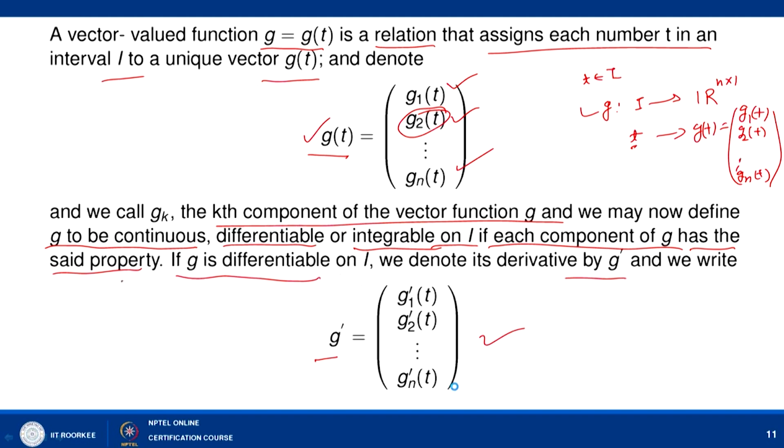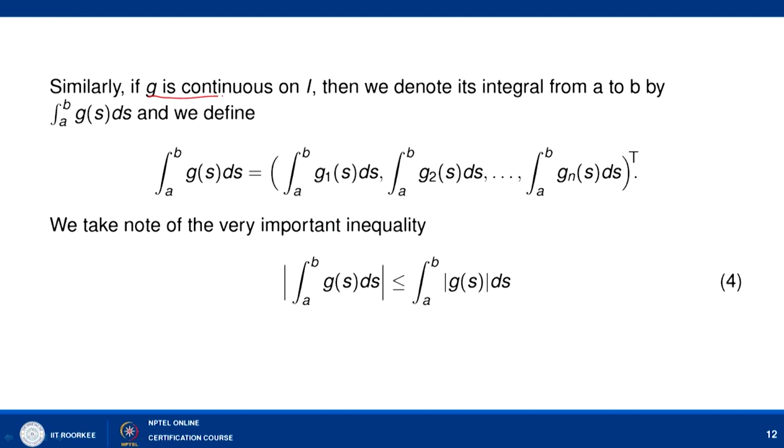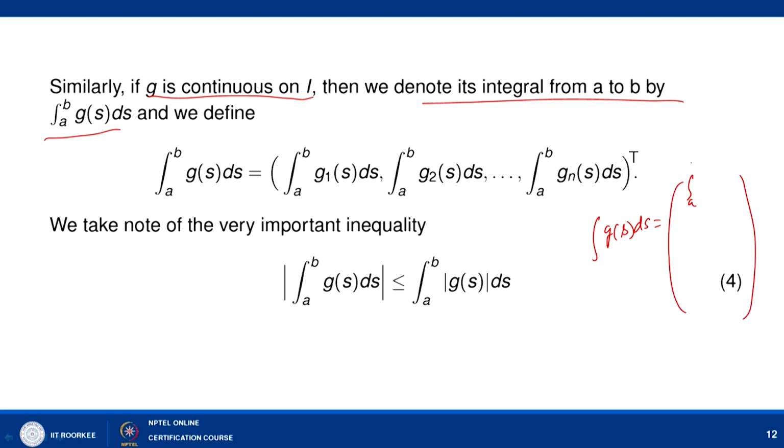In a similar way, if g is continuous on interval I, then we denote its integral from a to b by integral a to b g(s) ds, and it is also a vector. In the first component it is integral a to b g1(s) ds, integral a to b g2(s) ds, and integral a to b gn(s) ds. So the integral of g(s) ds is basically the integral of each component.